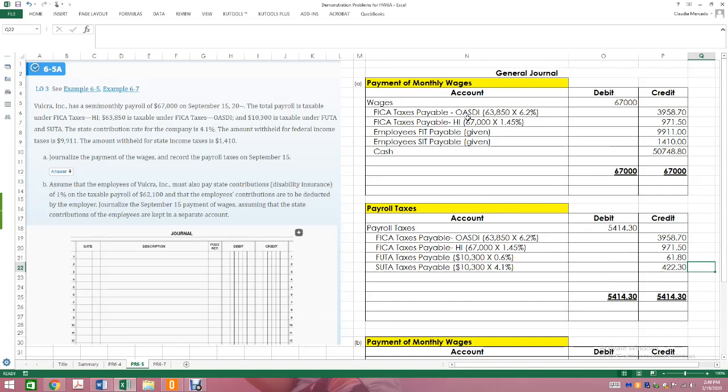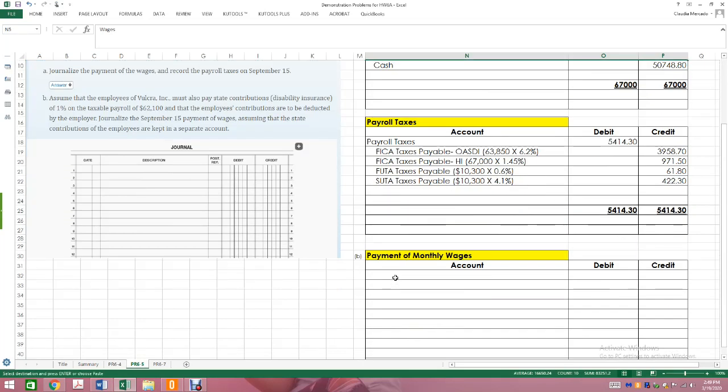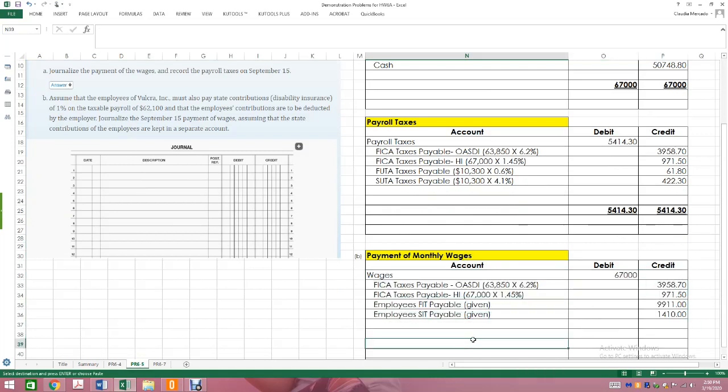Okay, these are my monthly entries over here. So they're asking us to recalculate. Now everything is going to stay basically the same. My wages continue to be $67,000. I have to pay OASDI. I have to pay HI. I have to pay federal income tax, and I have to pay state income tax. All of this I can copy and paste over. I'm going to copy and paste it down here. That does not change.